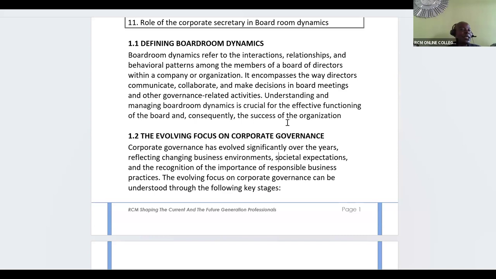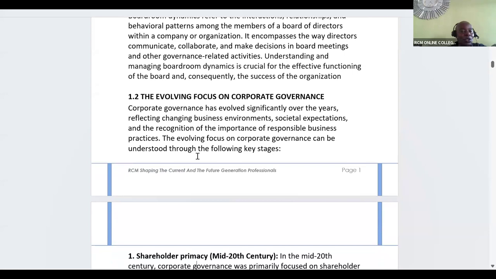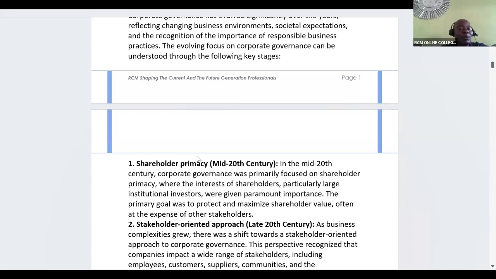The evolving focus on corporate governance. Corporate governance has evolved significantly over the years, reflecting changing business environments, societal expectations, and the recognition of the importance of responsible business practices. The evolving focus can be understood through the following key stages. Stage number one is where the shareholder was the most important stakeholder. It's called shareholder primacy, mid-20th century. Corporate governance was primarily focused on shareholder primacy, where the interests of shareholders, particularly large institutional investors, were given paramount importance. The primary goal was to protect and maximize shareholder value, often at the expense of other stakeholders.